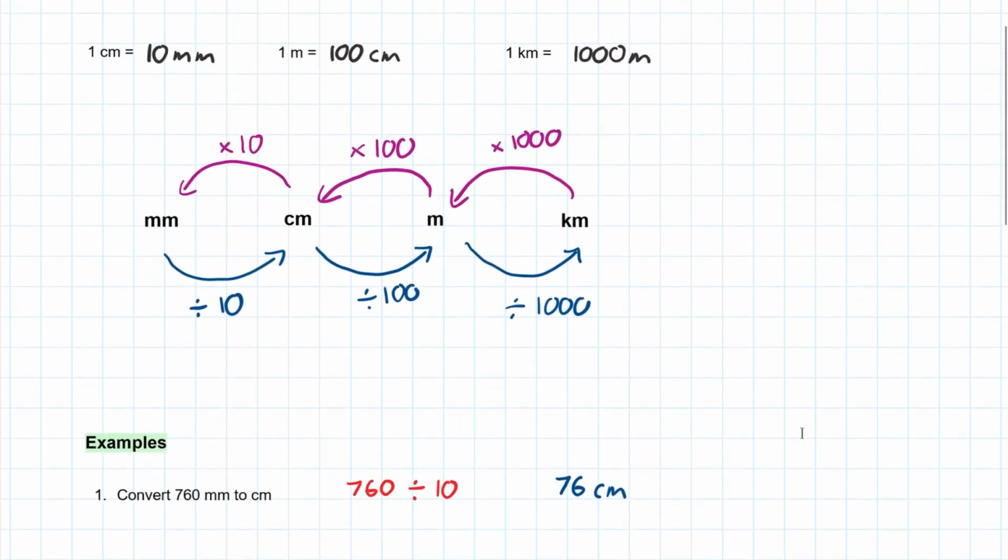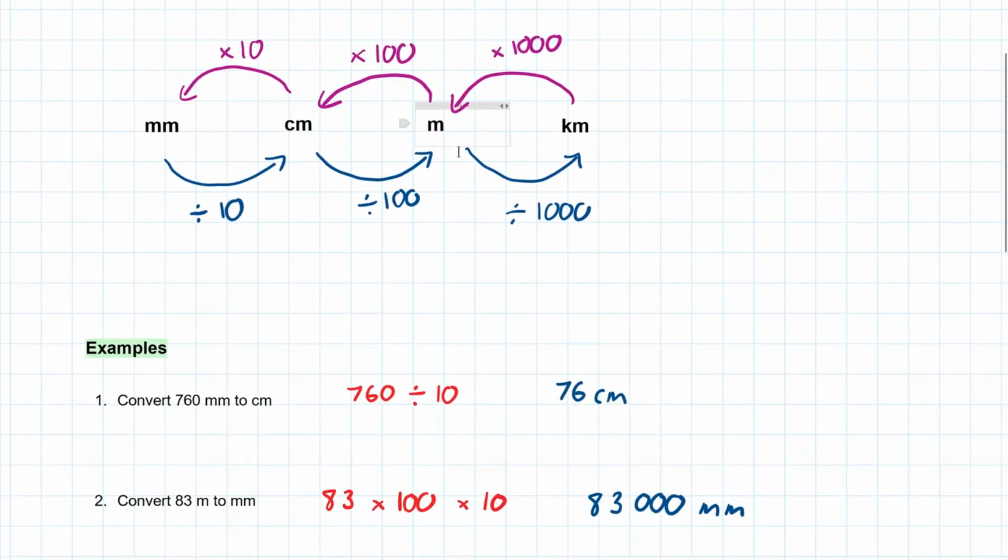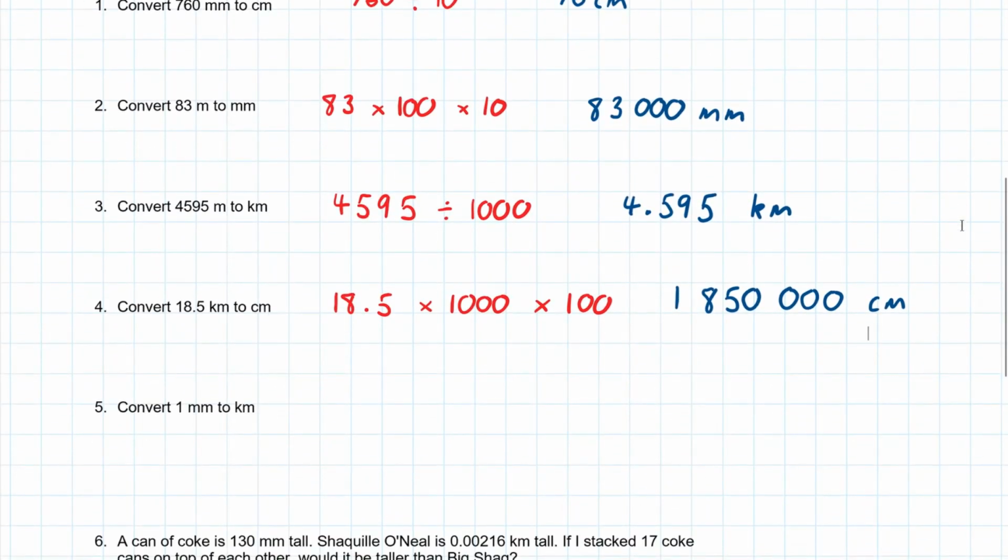Alright, and for the fifth one, we've got convert 1 millimeter to kilometers. This is a bit of a tricky one. We've got to go millimeters all the way up to kilometers. So we're doing divide by 10, divide by 1,000, divide by 100, and then divide by 1,000. So we've got to do all 3 steps. That's going to be a very small decimal answer. So let's have a look. So we're doing our 1 millimeter, divide by 10 to get to centimeters, divide by 100 to get to meters, and then divide by 1,000.